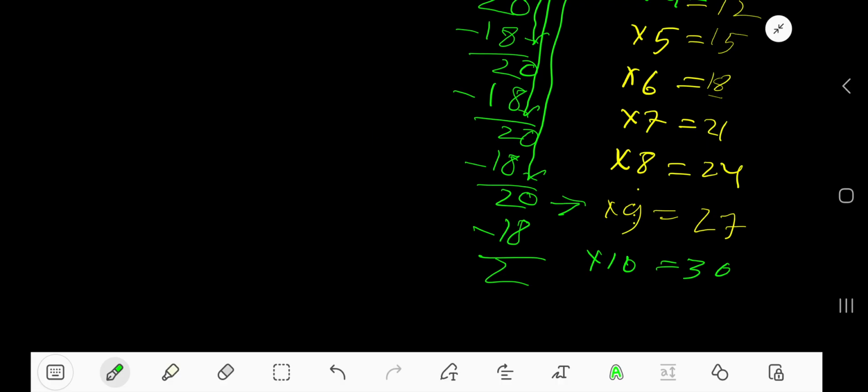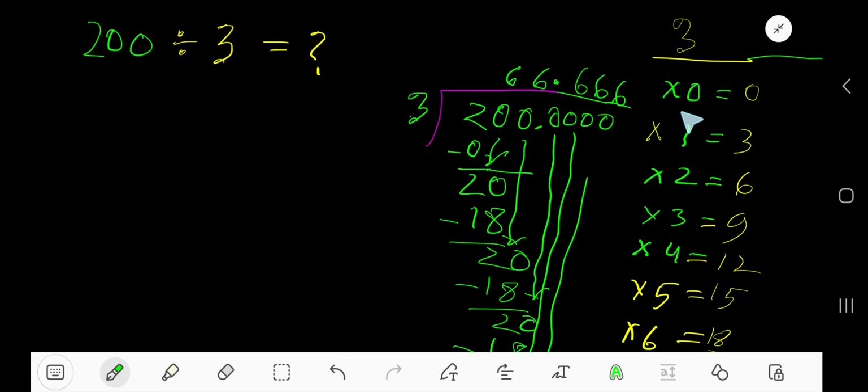This process is continuing. As we have gotten 3 digits after the decimal, we can place 3 dots here to mean that this process is continuing. This is the result. But you can also write the result placing a bar, right? This means that this 6 is repeating: 66.6 bar.